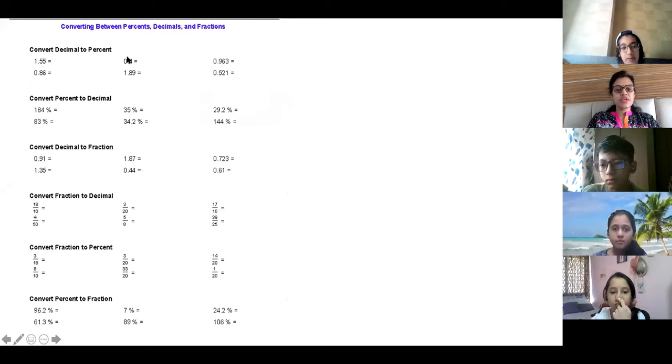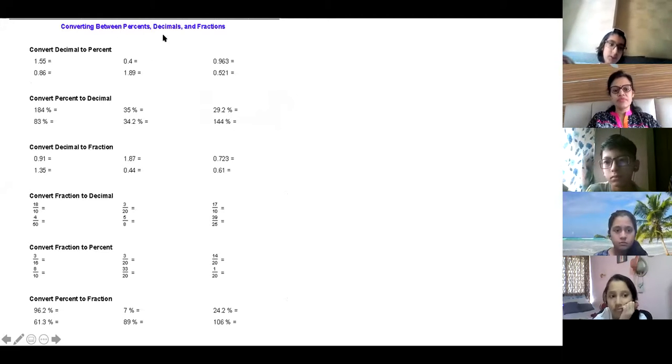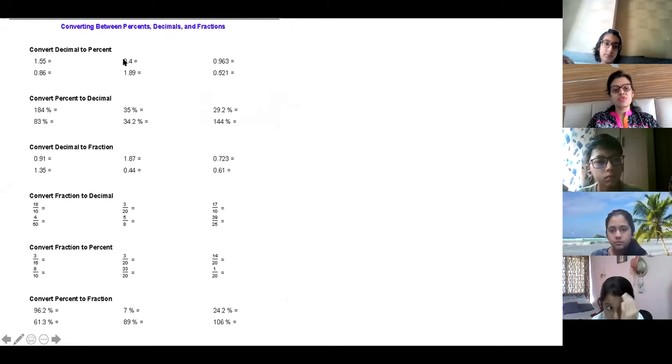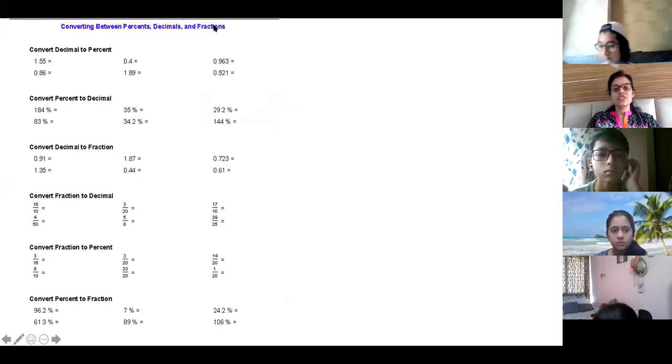This is a worksheet. Everyone has seen this worksheet. Now, whatever we have done till now: fraction, percent, and decimal. So I have given you all the subtopics. We know how to convert decimal to percent, percent to decimal, decimal to fraction, fraction to decimal, fraction to percent, and percent to fraction. So all these questions are there.